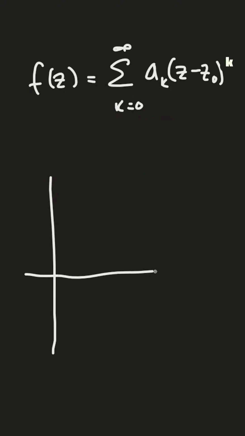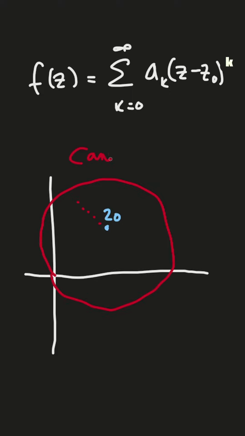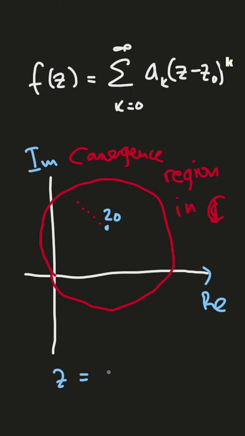So now, if we have a function of z which can be expanded as a power series around z0, then we get a circle like this as the convergence region in the complex plane. This part is real and this part is the imaginary part. So if we have z equals a plus ib as before, then b is here and a is here, which gives a dot at this point. And that's it.